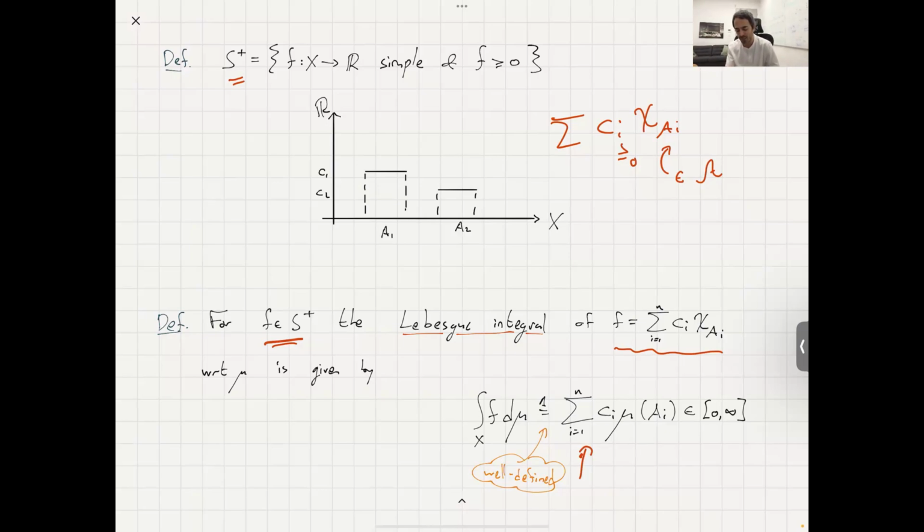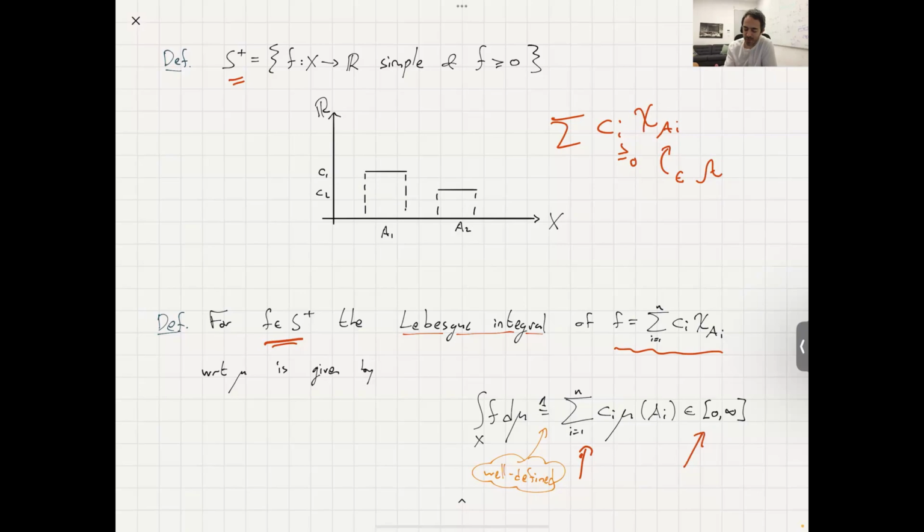And again, note that this is a number between 0, it potentially can be 0, and also infinity, because some of the mu of A_i's can be infinity. And also note you have no issues with infinity minus infinity, because the c_i's are non-negative, and the mu, of course, is always non-negative. The c_i's are non-negative because we are working with f, which is in S plus.